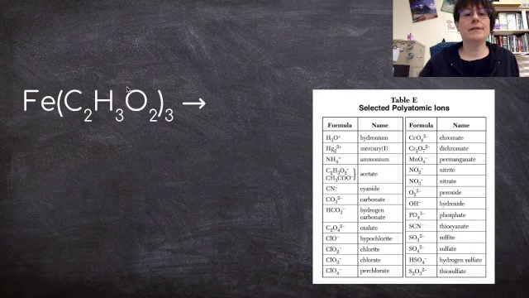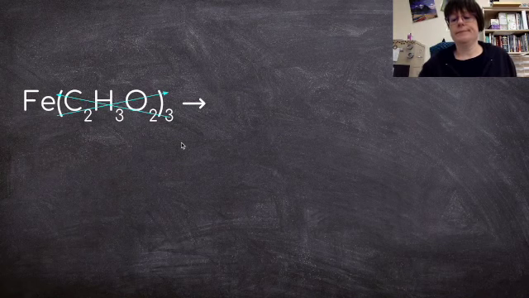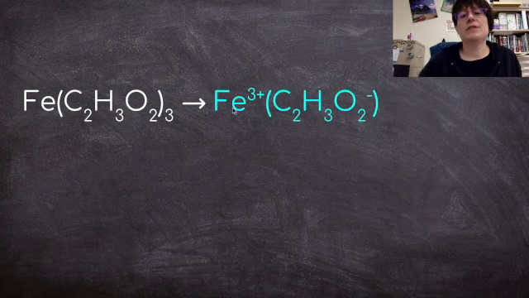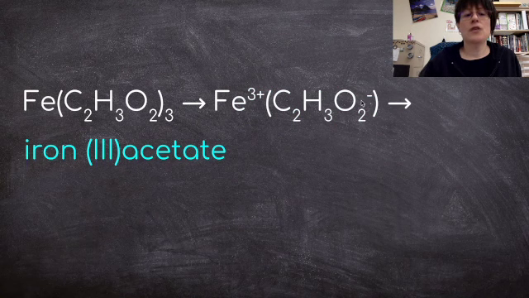Here we have a polyatomic ion. So we look up C2H3O2. We see it right here. It is acetate. So we uncrisscross, which gives us Fe 3 positive, acetate with a negative. So this is iron, because Fe is iron, 3 in parentheses from the oxidation number, and acetate because that's the polyatomic ion.